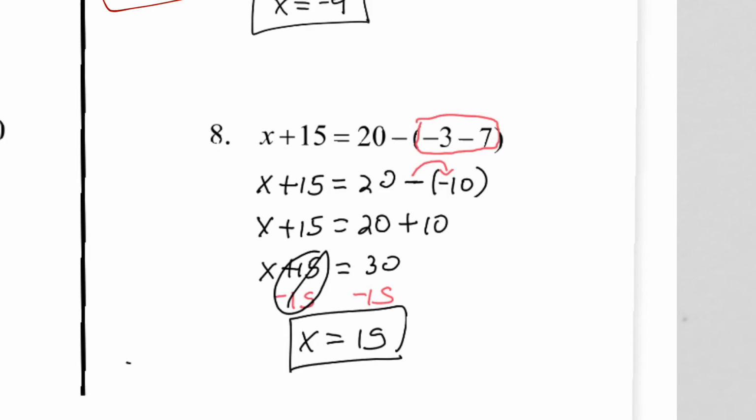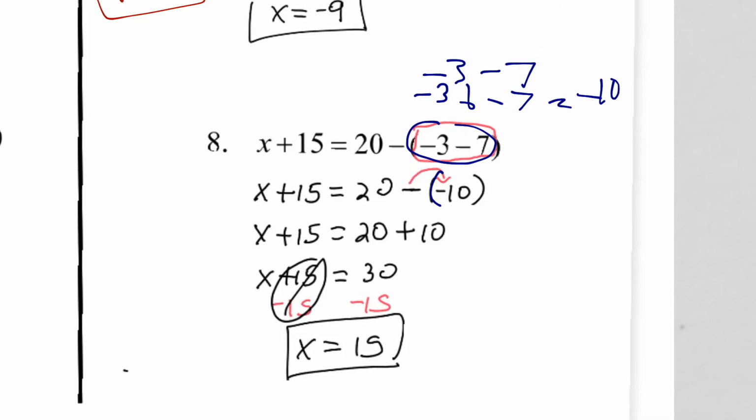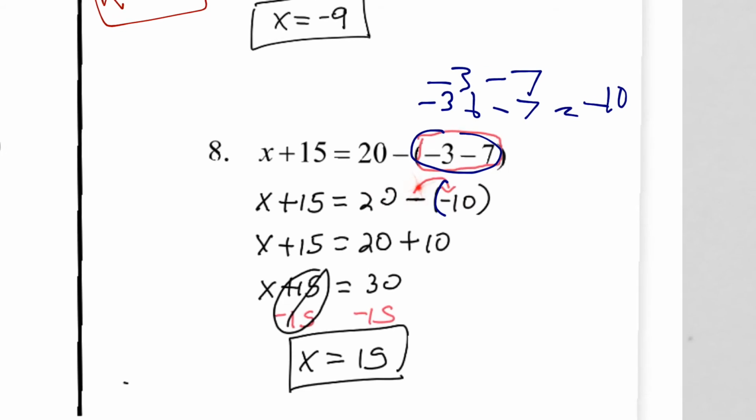Or you still have to do the parentheses, right? PEMDAS. So in the parentheses, I have negative 3 minus 7, or negative 3 plus a negative 7. If I am down $3 and I lose $7, I'm going to be down 10. That's why this is a negative 10 right here. But now it's 20 minus a negative 10. That means a minus and a minus makes it a positive. Okay? So now I have 20 plus 10, which becomes 30.